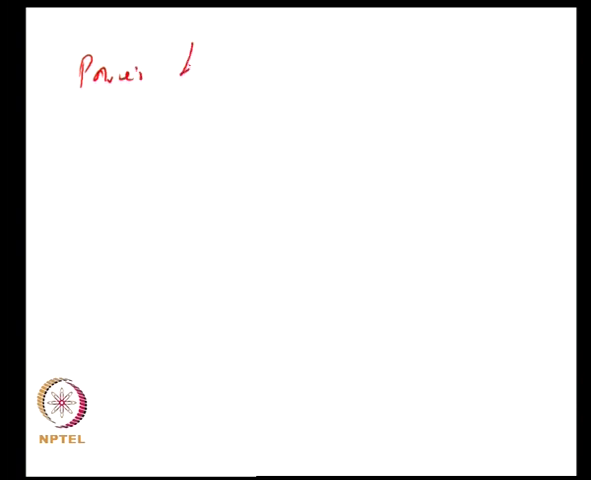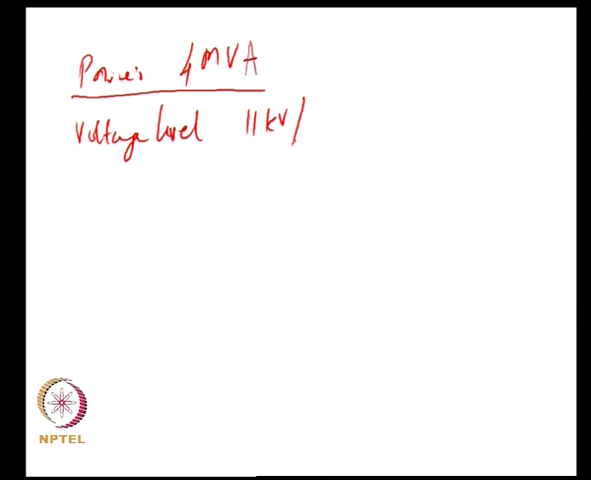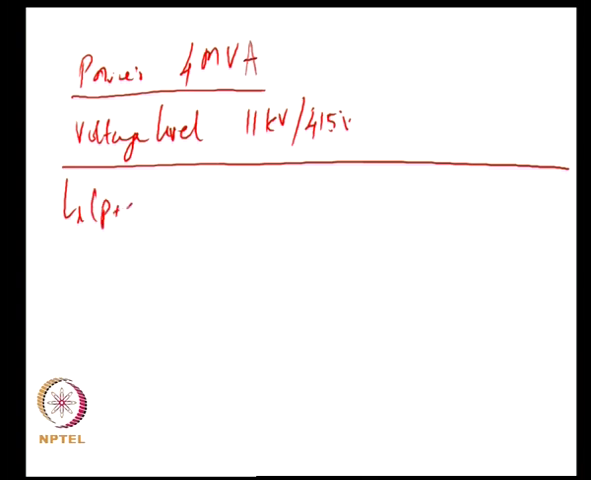of say 4 MVA, and say your turns ratio would correspond to your actual voltage, say you are talking about an 11 kV / 415 volt device. So, if you look at your leakage inductance LL from your primary plus reflected secondary, you may be talking in terms of say 4 to 8%.